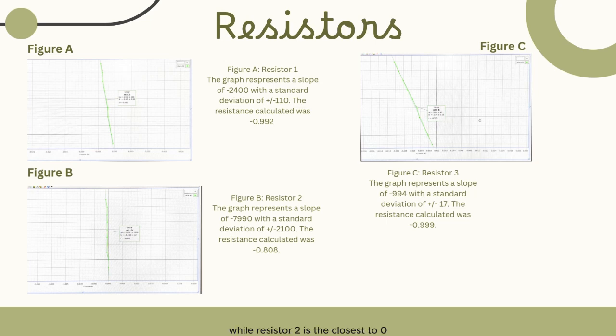While resistor 2 is the closest to 0, this indicates that the current is decreasing and the voltage is increasing. And for the case of resistor 3, we can see the opposite, where the slope represents the decrease in voltage and the increase in current, which is therefore indicative of a higher resistance.